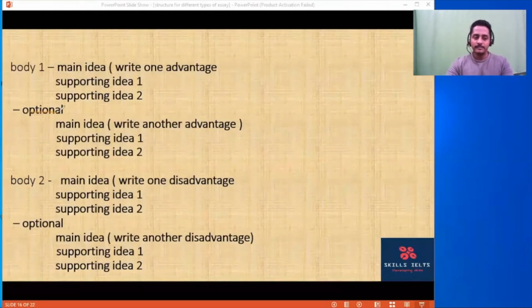Remove this optional part. One advantage, support, support. Another advantage, support, support. Then body 2, leave this part. Write one disadvantage. So this way you write. Conclusion, what can you say?